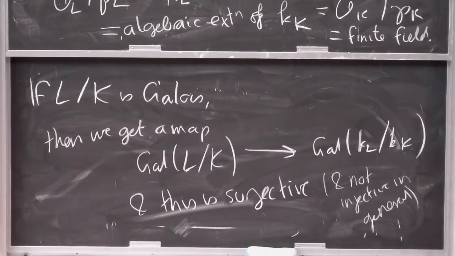So injective is obviously equivalent to bijective. But it turns out that this map being injective or bijective is a very interesting case that needs to be studied. And in fact, it has a name. So we say that L over k is unramified.